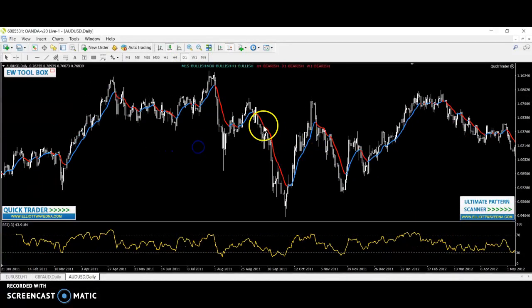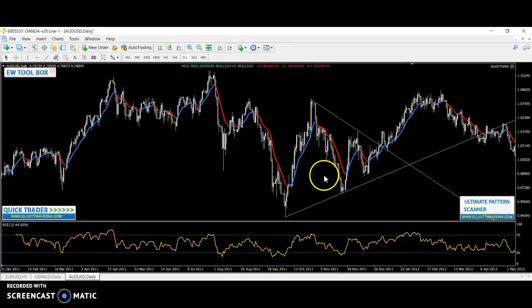Let's see. Here's an example of a triangle. It forms a triangle pattern. Well, let's draw this out. Each leg has to be shorter than the last, and typically it's a 5-wave move. This is 1, 2, 3, 4, then the 5th wave breaks out and pushes up.